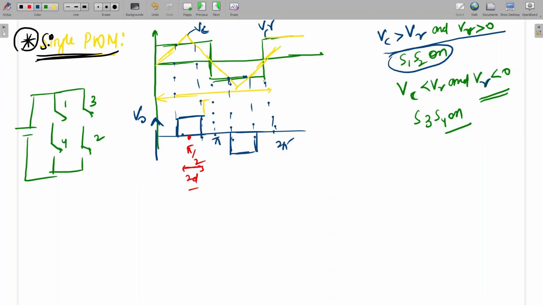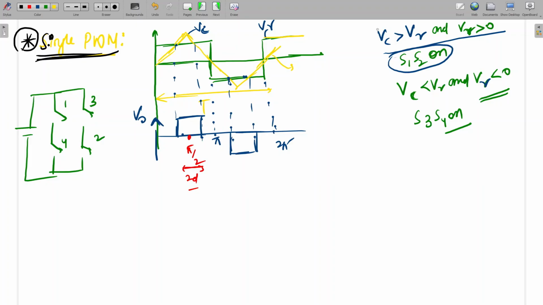Sir, what is the carrier wave? Carrier means we are taking a triangular wave. This is the triangular wave we are taking. Sir, are these externally supplied to the PWM? No, this is logic. Some logic is there, and based on this we are generating PWM signals for the switches.